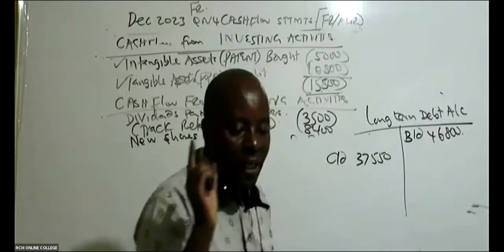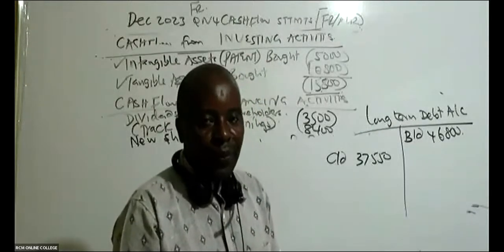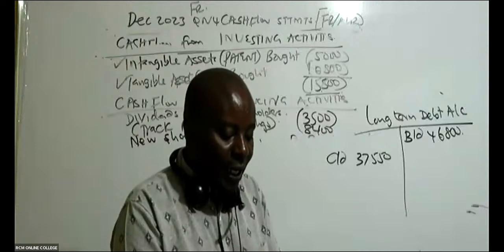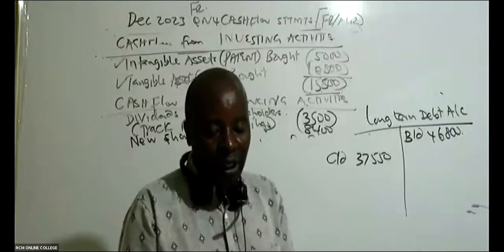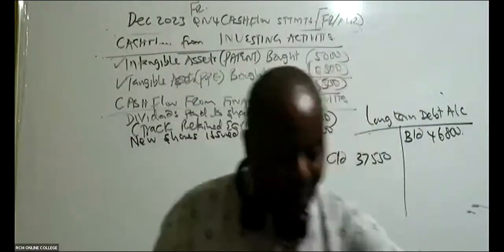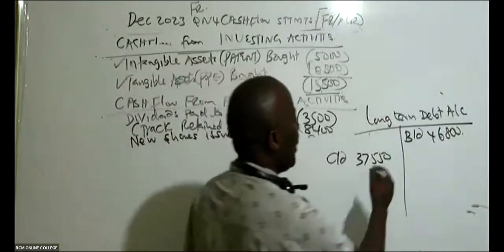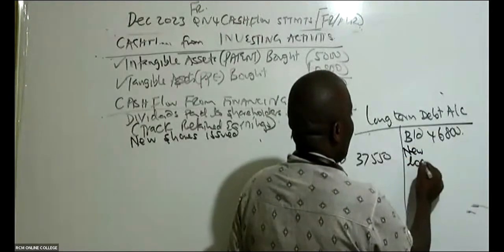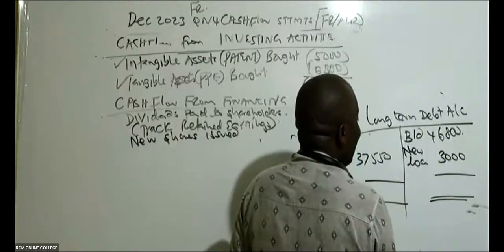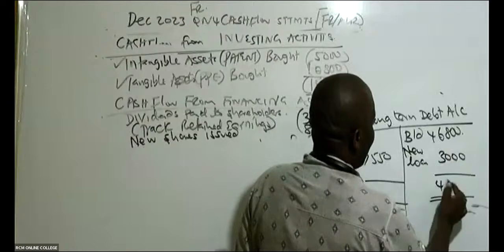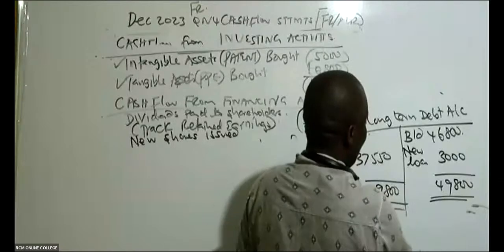And then in the year, we are told that we issued new loan notes. Are you able to see note number 3, where they're saying that the company repaid some borrowings which had matured during the year and issued new loans amounting to 3,000? We issued new loan notes. That must come here, new loan, 3,000. So now the balancing figure will be what we paid. So this is 49,800.